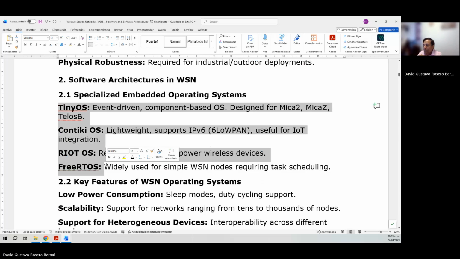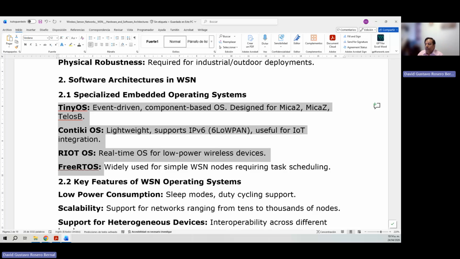TinyOS, which practically is an event-driven operating system, highly modular. It is written in nesC, designed for severe memory constraints. Typically, the footprint is 400 kilobytes. We could have as well the Contiki operating system, which supports IPv6 over 6LoWPAN. It supports as well dynamic loading and unloading of programs. Lightweight, preemptive multi-threading via protothreads.